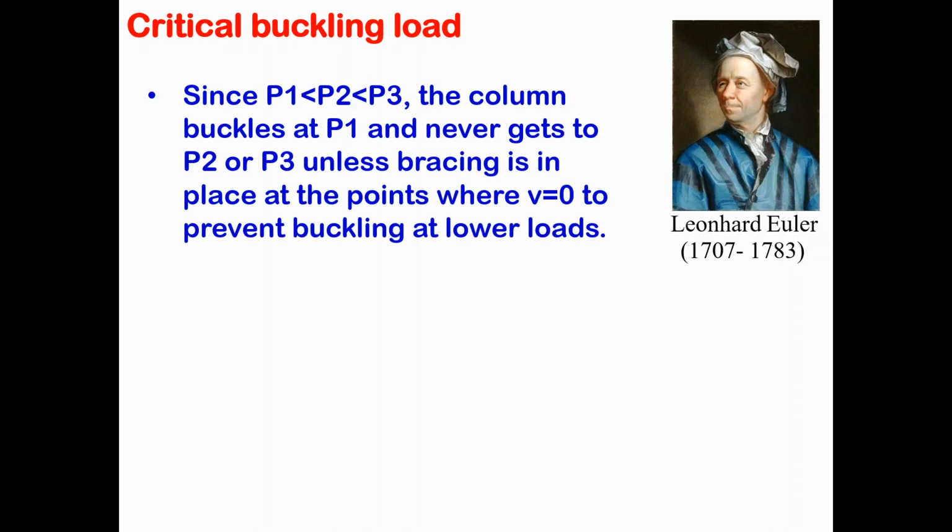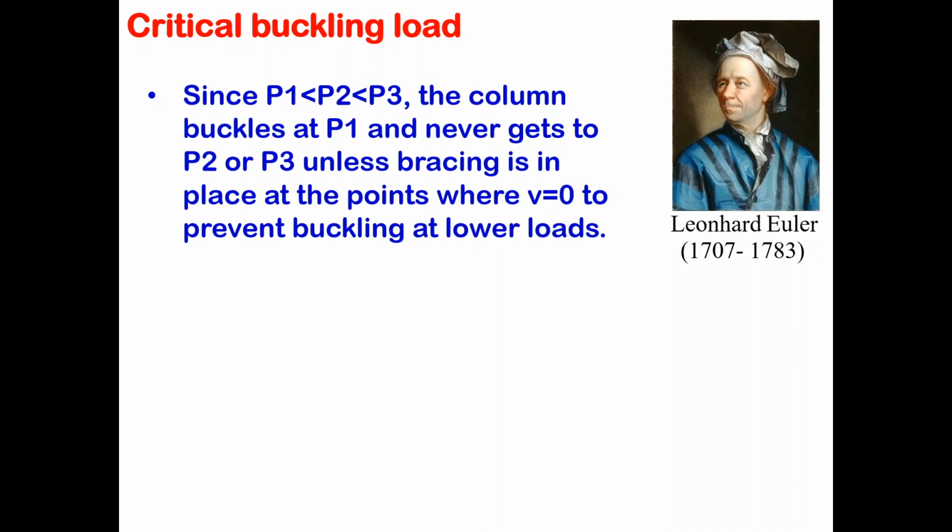It is obvious from the equations that P1 is smaller than P2, which is smaller than P3, for the same column with the same material and same everything. And if the column buckles at P1, it will never get to P2 or P3 unless we have some sort of support mechanism in place that prevents the first mode of buckling from happening, right? And so for the first mode of buckling, your V is going to be 0, right? That is when you can get to the second mode of buckling.